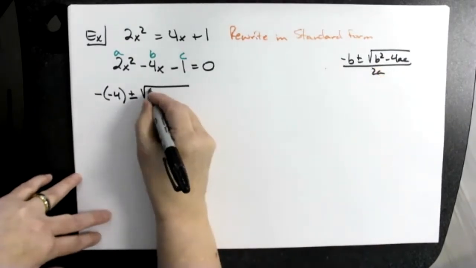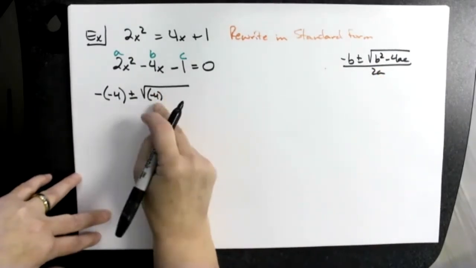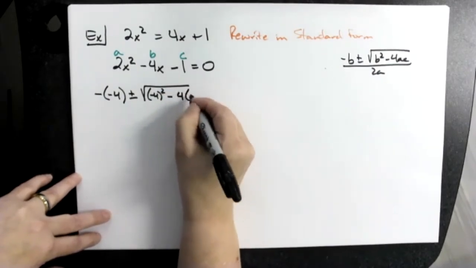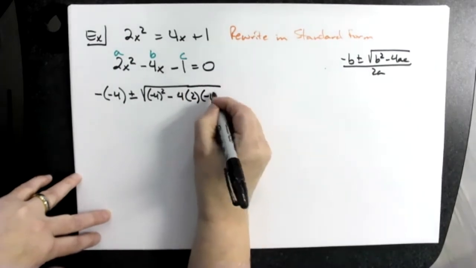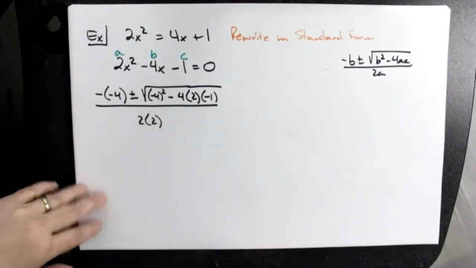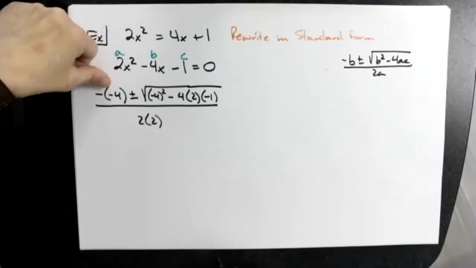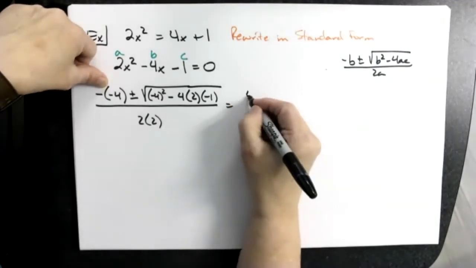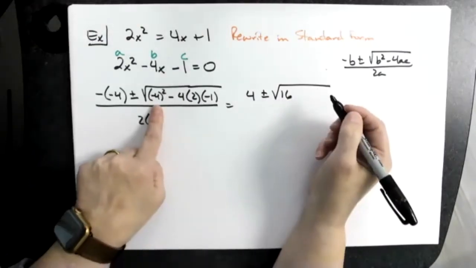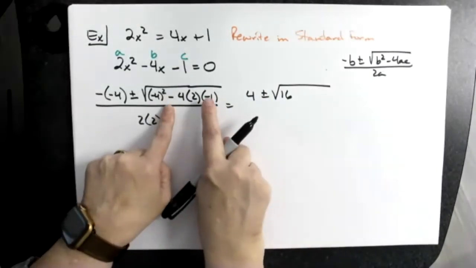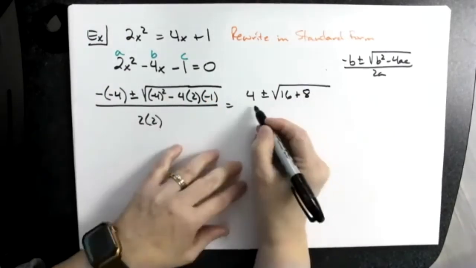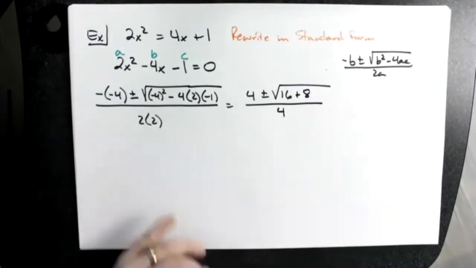For b squared, I want a set of parentheses around the -4 for my b, and then square it, minus 4 times a, which is 2, times a -1, all over 2 times 2, because 2 is a. This right here basically just changes the sign, a negative times a negative, so that'll give me a 4 plus or minus. This is going to be a 16, since -4 squared is 16. Minus a negative here turns it into a plus 8. And 4 on the bottom.